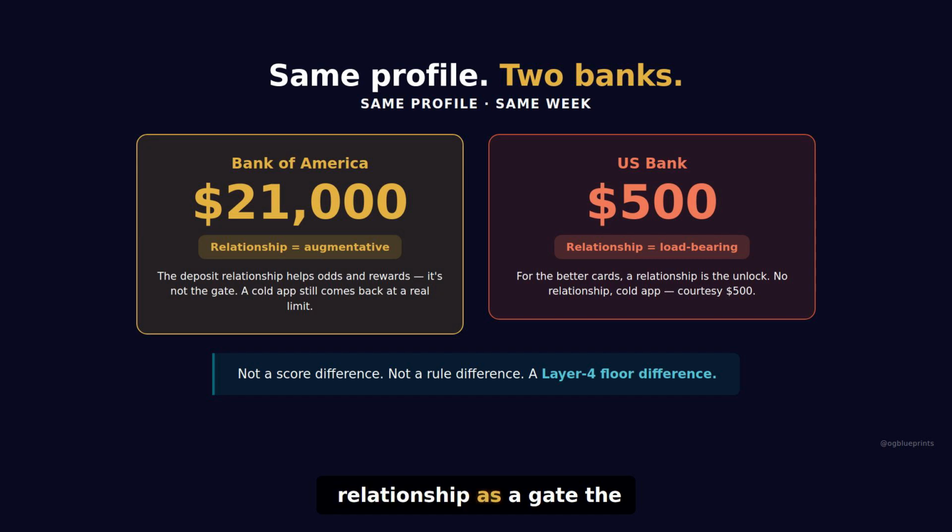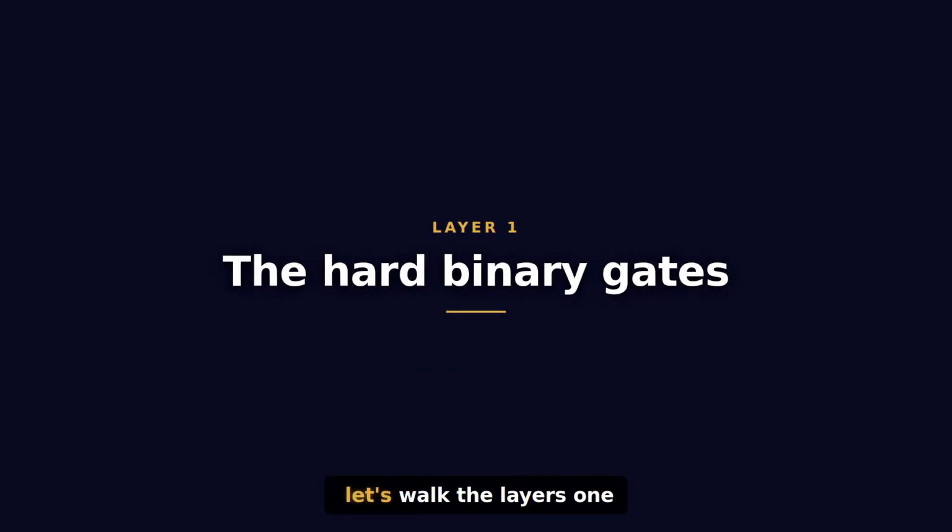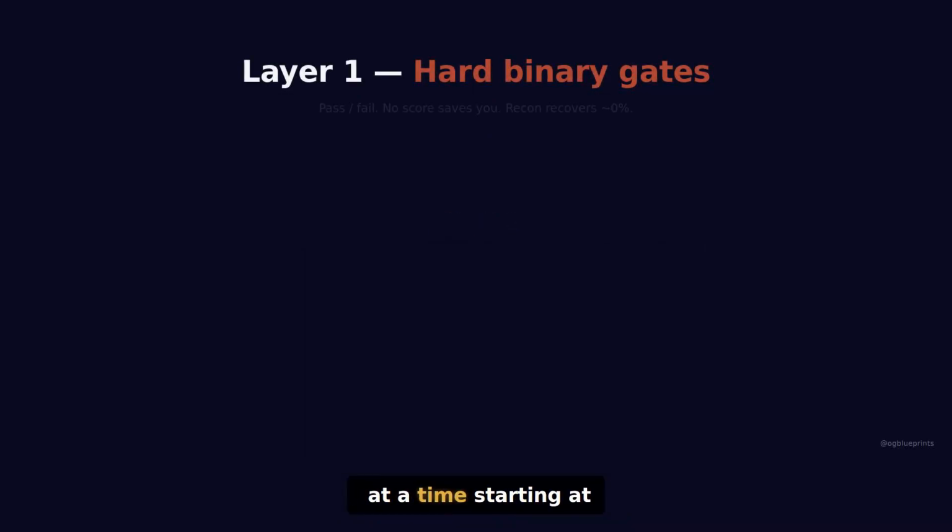Same applicant, same week, two banks. One treats the relationship as a gate. The other treats it as a bonus. That's not a rule difference. That's a layer 4 difference. And if you don't know which banks gate on relationship, you walk in cold, get the $500, and blame your credit. Your credit was fine.